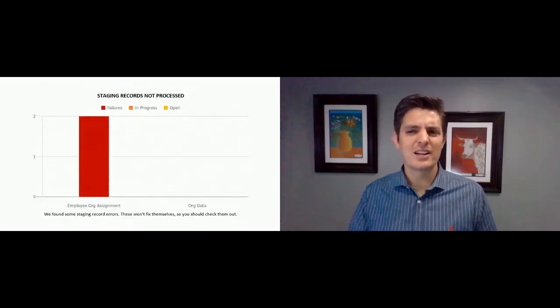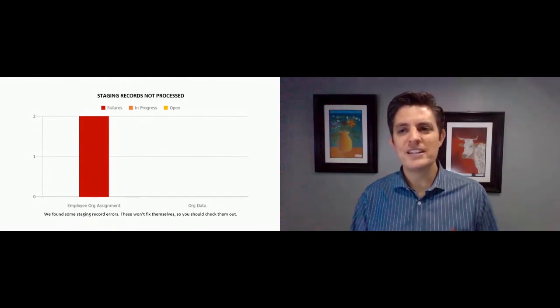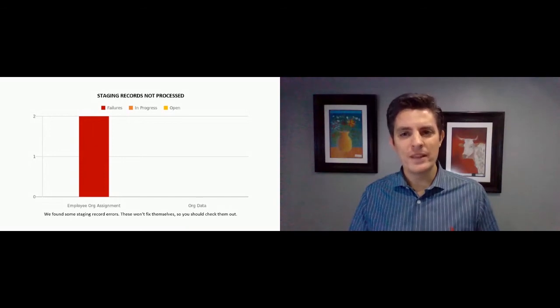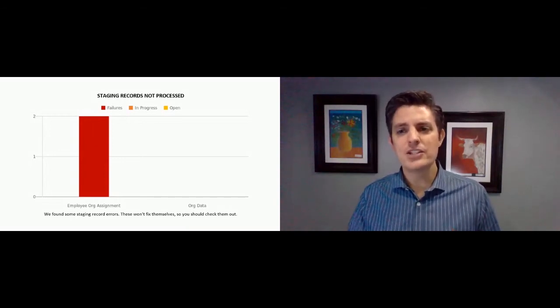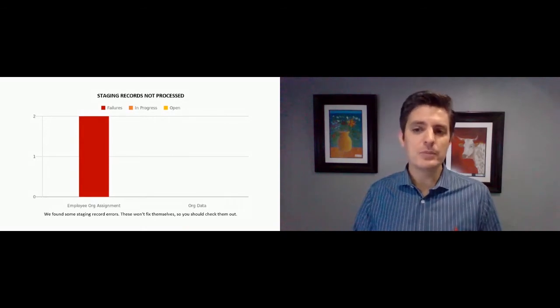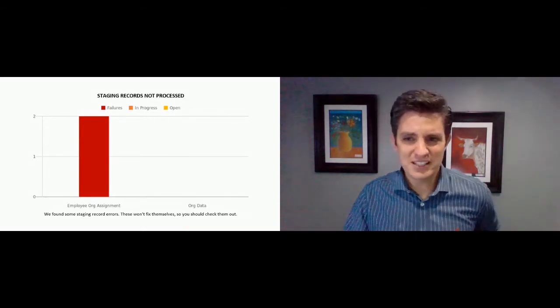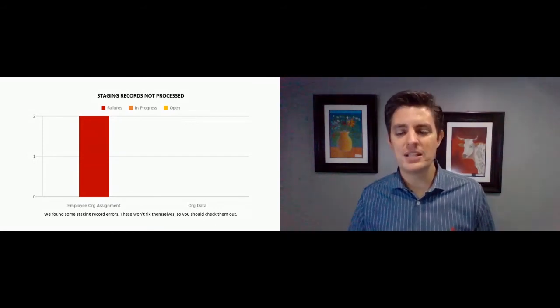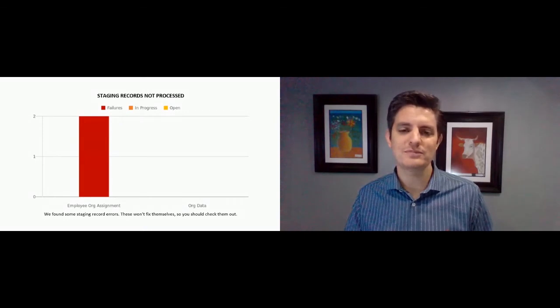There are certain things like org objects and employee org assignment data that get put into what we call staging tables when they're replicated. This means the changes haven't been committed to the actual database yet, but still need to be processed. And sometimes things can get stuck here for various reasons. So we include a graph to give a visual representation if this does happen.